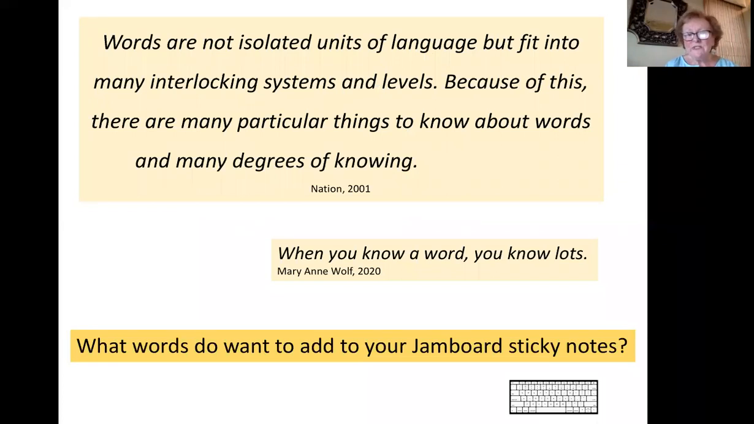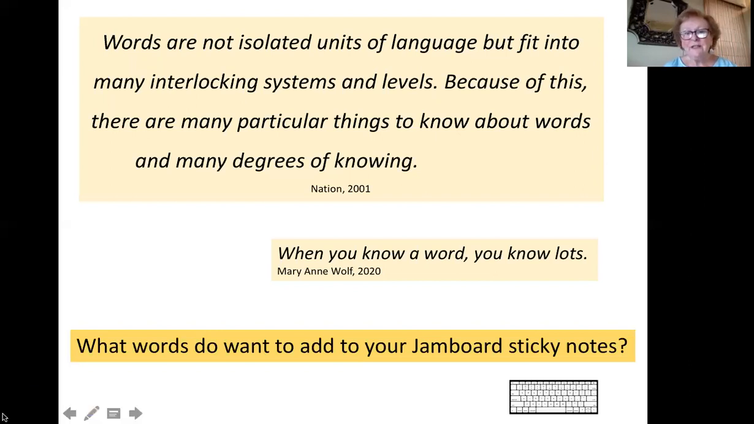So you might be asking what else should we be thinking about in terms of this? And I think Kate Nation has given us a bit of a clue here. She's told us that we need to be thinking about words as fitting into many interlocking systems and levels, that there are particular things to know about words, many degrees of knowing. And Merriam-Wolf: when you know a word, you know lots. So I'm just wondering now, if we were to go back to the Jamboard sticky notes, which we're not going to do, we'll use our keyboard right now. What else would you want to add to this thought about what vocabulary is and thinking about vocabulary from the perspective of how we acquire it?